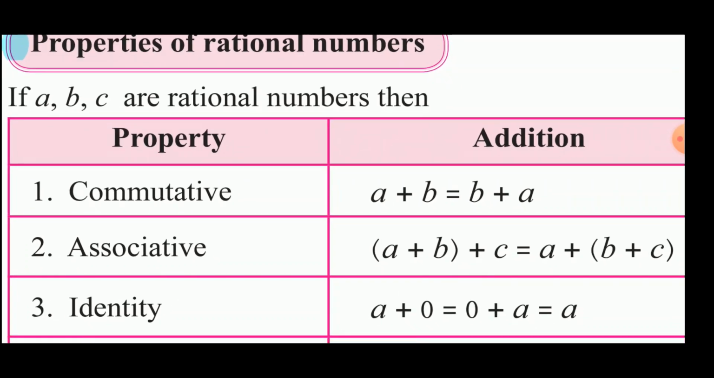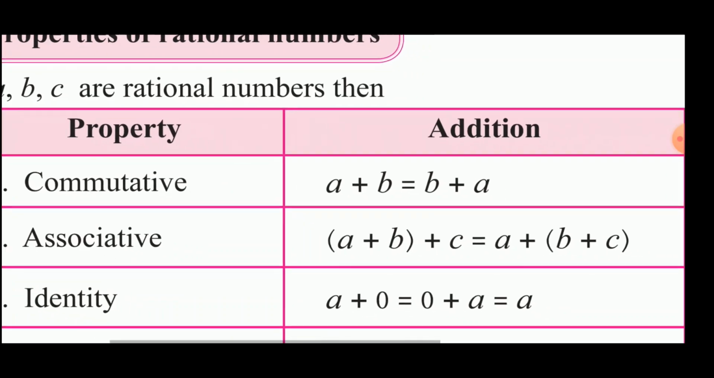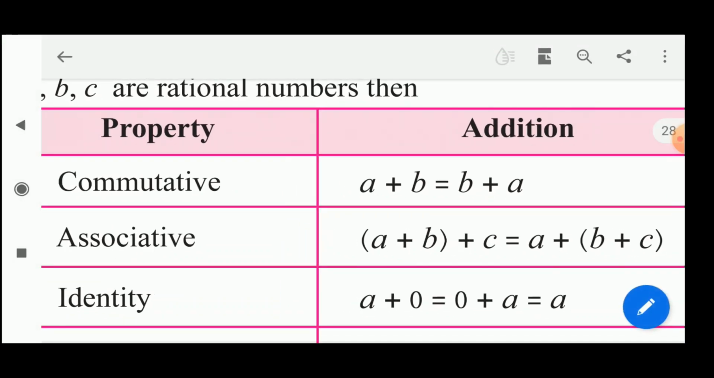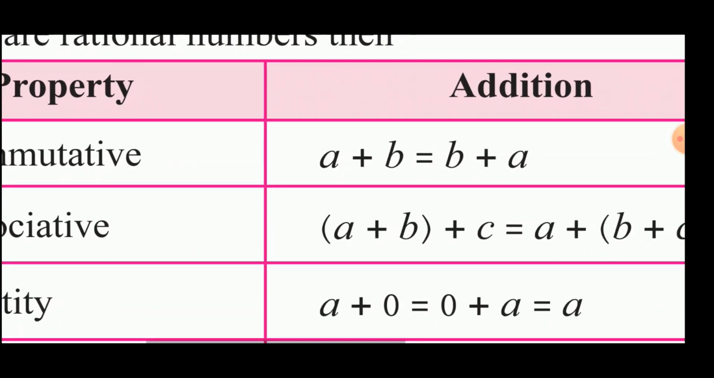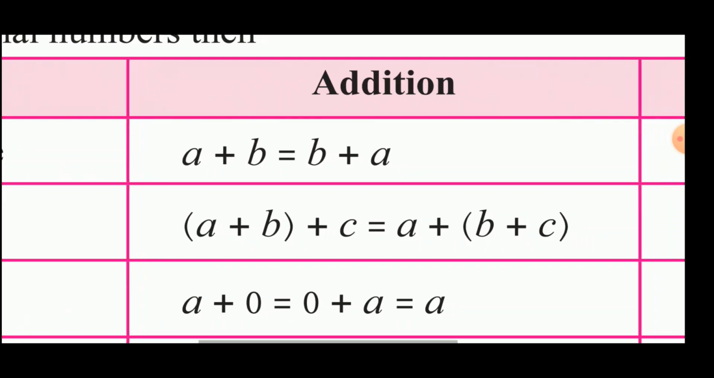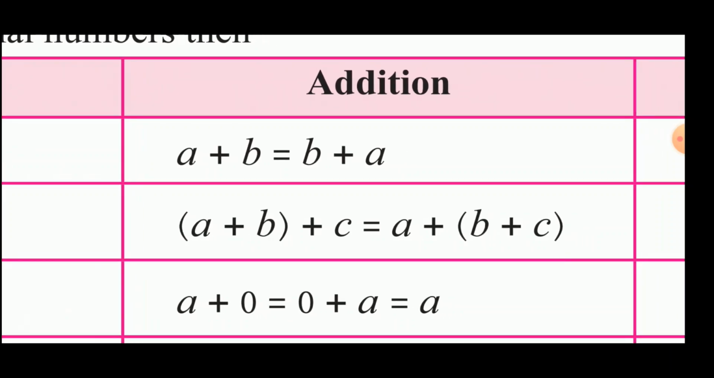Commutative property, it means what? If a plus b is equal to b plus a. So when you are adding two rational numbers, you can add them in any order. Then associative property: if you are adding three rational numbers, you can first add the two rational numbers a and b and add the third one to that sum, or take the sum of the second and the third rational number and add the first one to it.